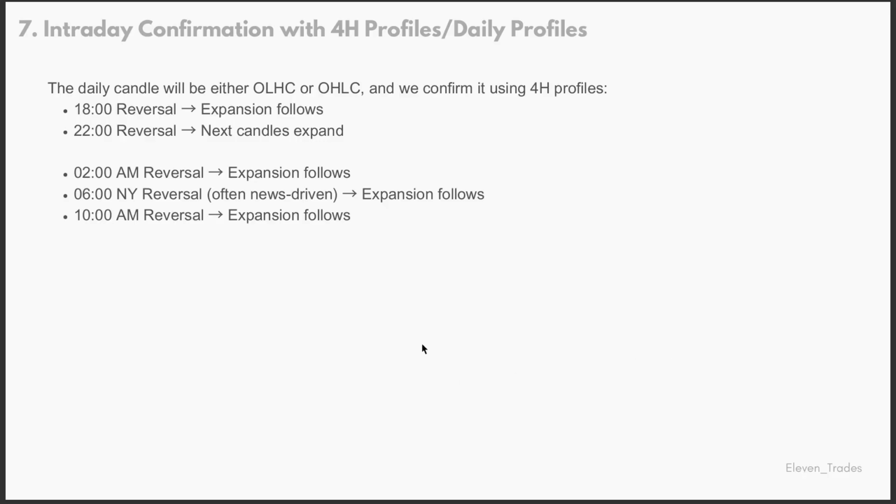The seventh component is the intraday reversal using the 4 hour profiles. I have a whole video guide about this. You can check that out later. But it actually means that in a daily range, you have 6 4 hour candles. When one candle reverses, creating the second candle of the next day model, the next candles will expand in the other direction until some drawn liquidity is met. This is the fractal concept like the MXM's next day model.